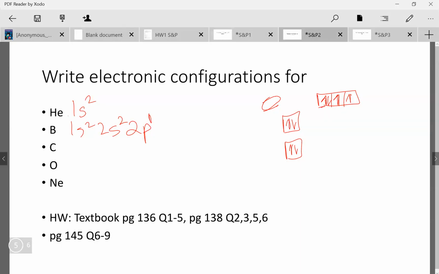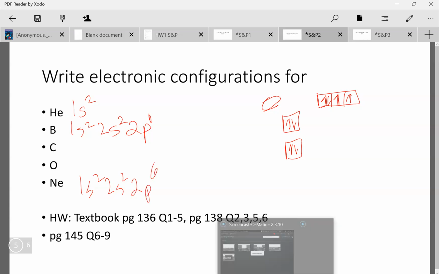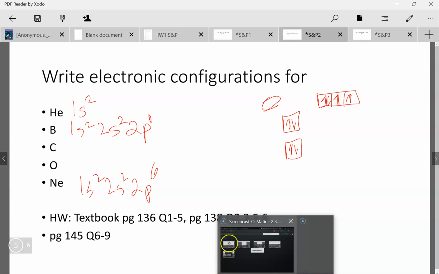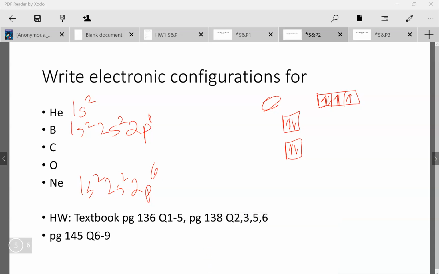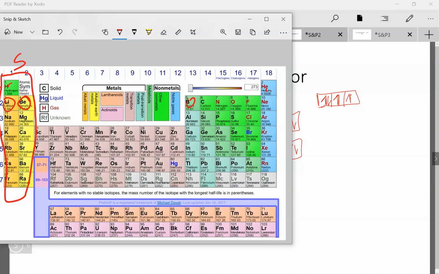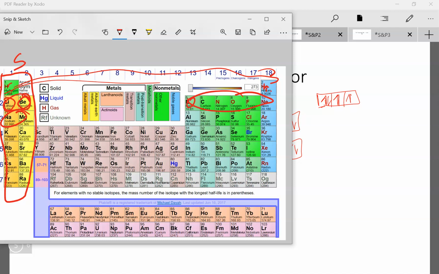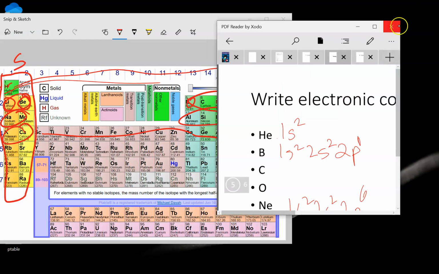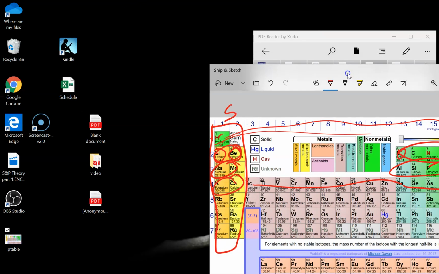There. And neon would be 1s2, 2s2, 2p6. So you just read them off the periodic table. Like so. So you go 1s2. It's kind of hard because the 1s2 is all the way over here, but this is a 1s2, 2s2, 2p6, 3s2, 3p6, 4s2, 3d10, 4p6, and we're getting into basically how to read this thing. So we'll look at the next PowerPoint if I can find it.